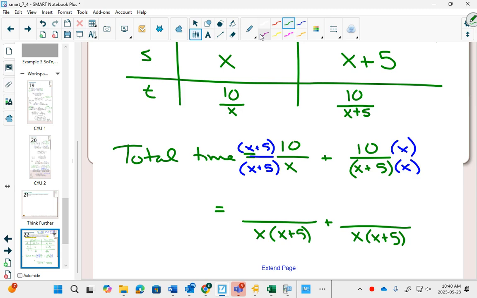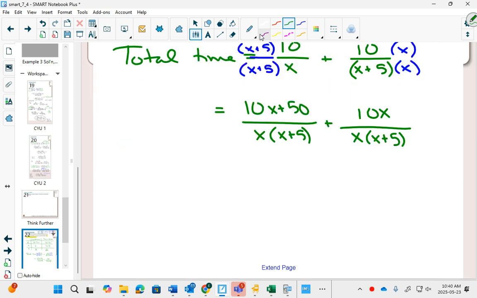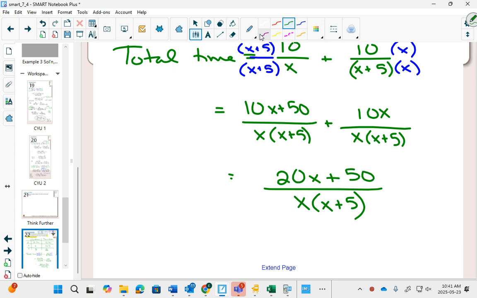And here if I distribute, I'll get 10x plus 50. And here if I multiply, I get 10x again. I can now write this as a single fraction because my denominators are the same. And I have like terms, and I have 20x plus 50.